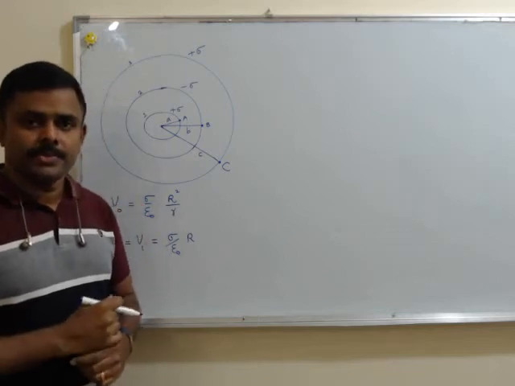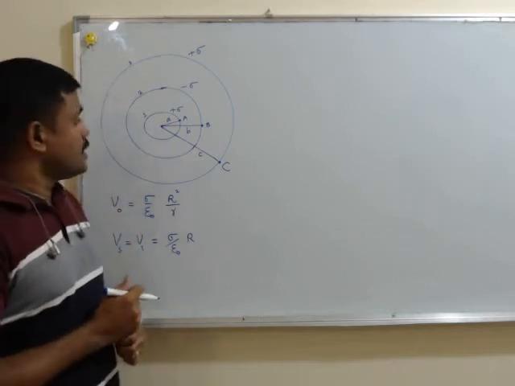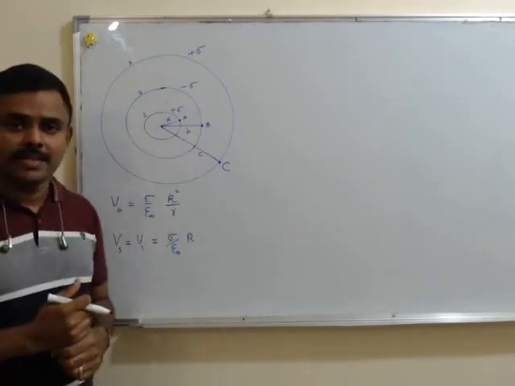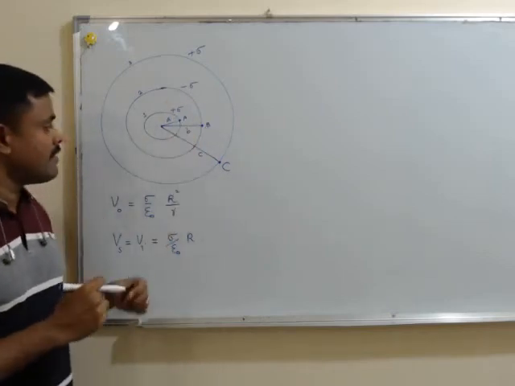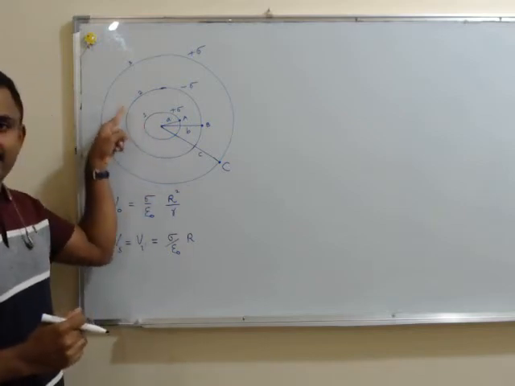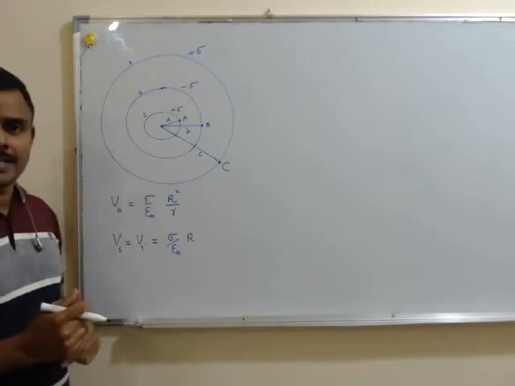See this question now. We have three concentric shells. We have three spherical shells which are concentric. That means they have a common center. They are named 1, 2, 3, with 3 being the largest one, right?